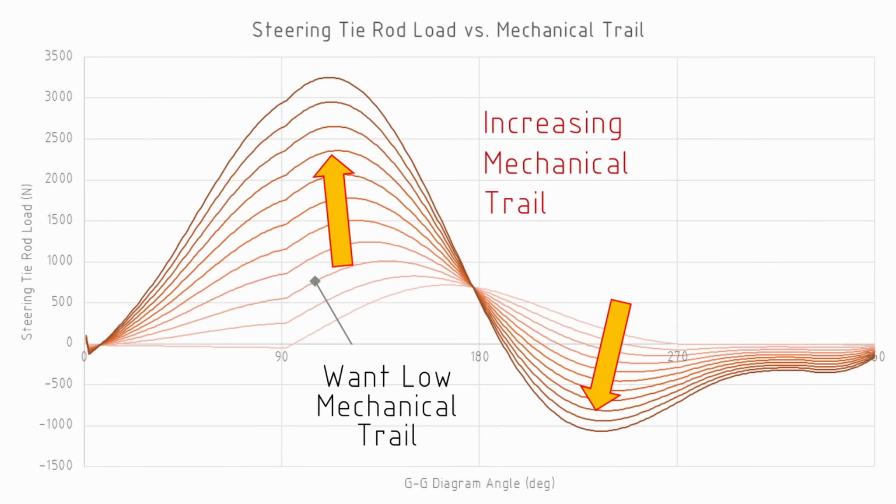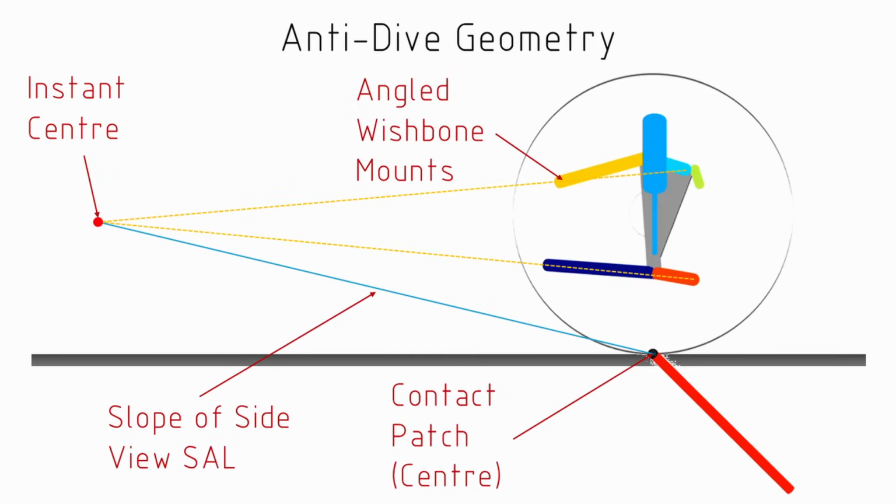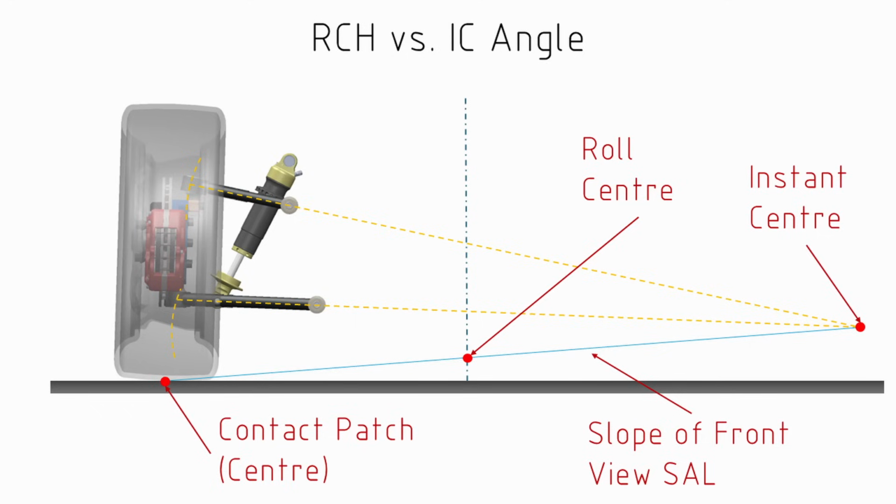Now, the fifth insight is that we can use jacking in the suspension to unload the spring. And what I mean by jacking is that we can use something like an anti-dive, which will be longitudinal jacking, or we can use a higher roll center height, which is really just a higher instantaneous center slope, to do jacking in a lateral sense.